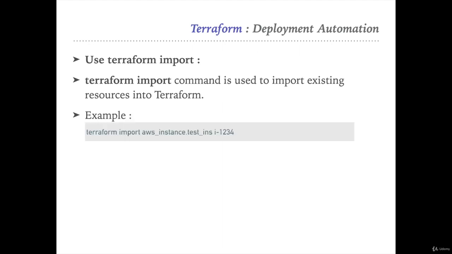So here is the example of terraform import. You can define terraform import, then you need to define the resource which you want to import. Over here we are mentioning aws_instance. So this is the AWS instance resource. Then you need to mention the name of that resource. So in that case, suppose I want to import the instance information in a resource named test_ins. And then you need to define the ID of that resource for which you want to import the information. So over here, suppose my resource has the ID i-1234. So here is the terraform import command which will import the resource definition from your infrastructure to your Terraform state file.